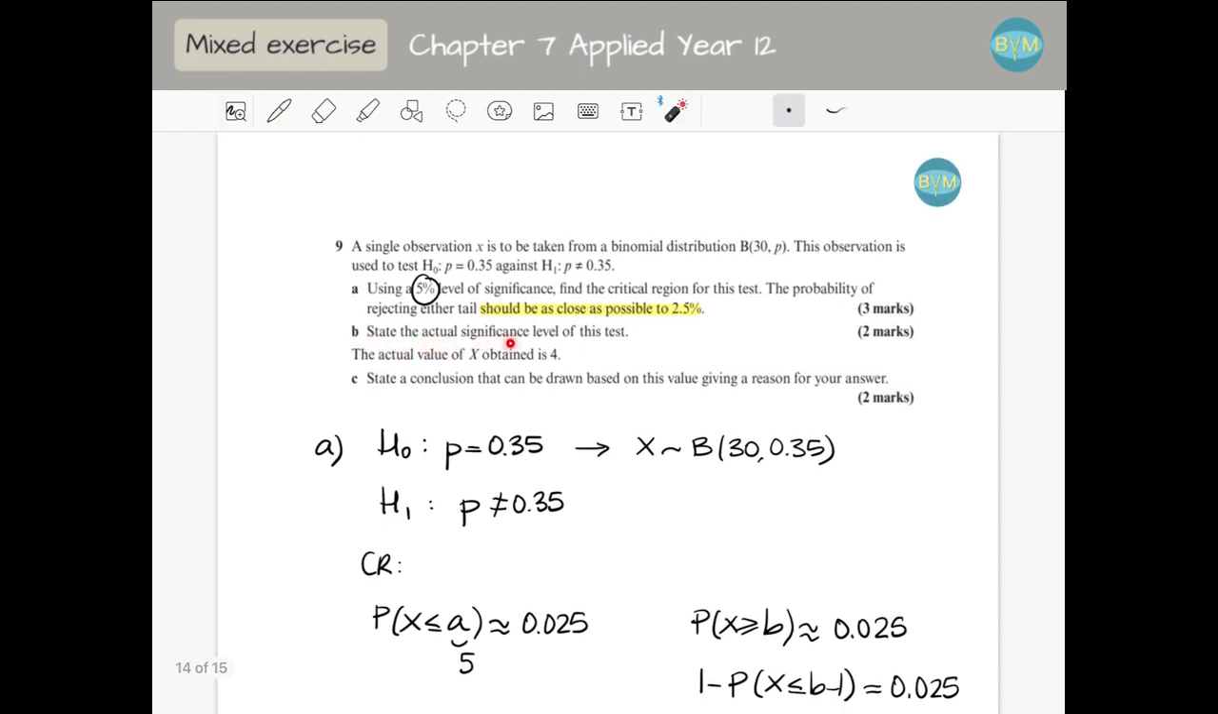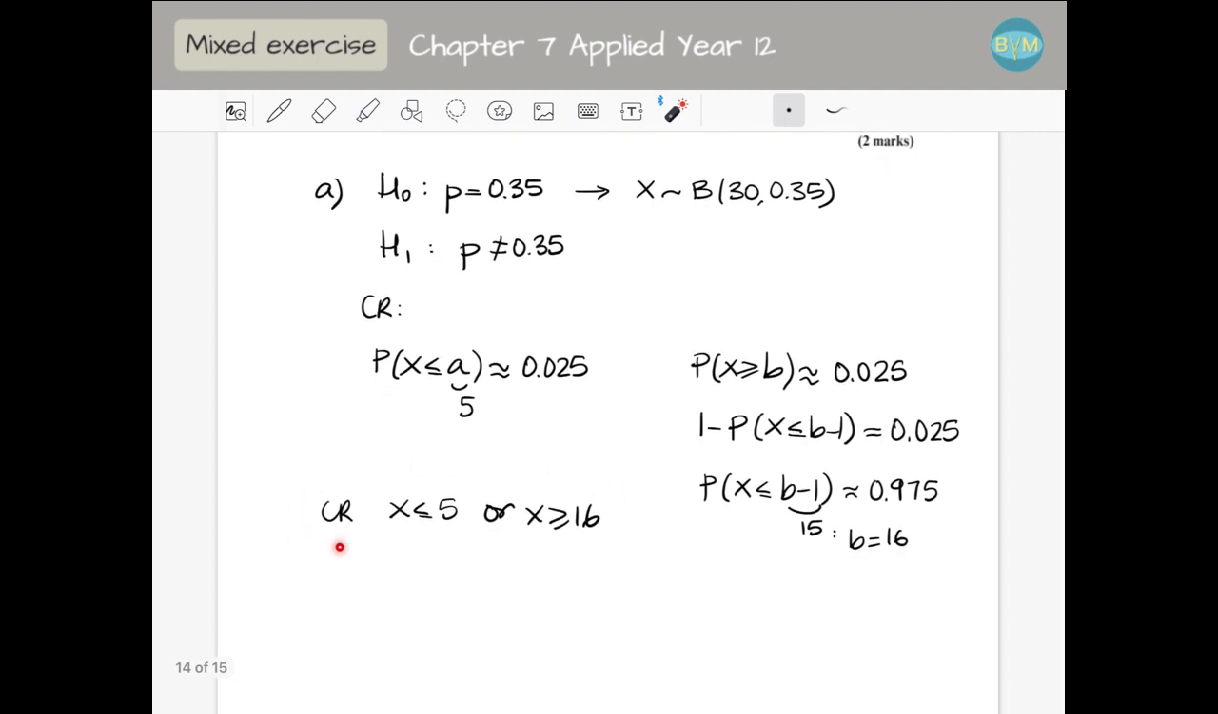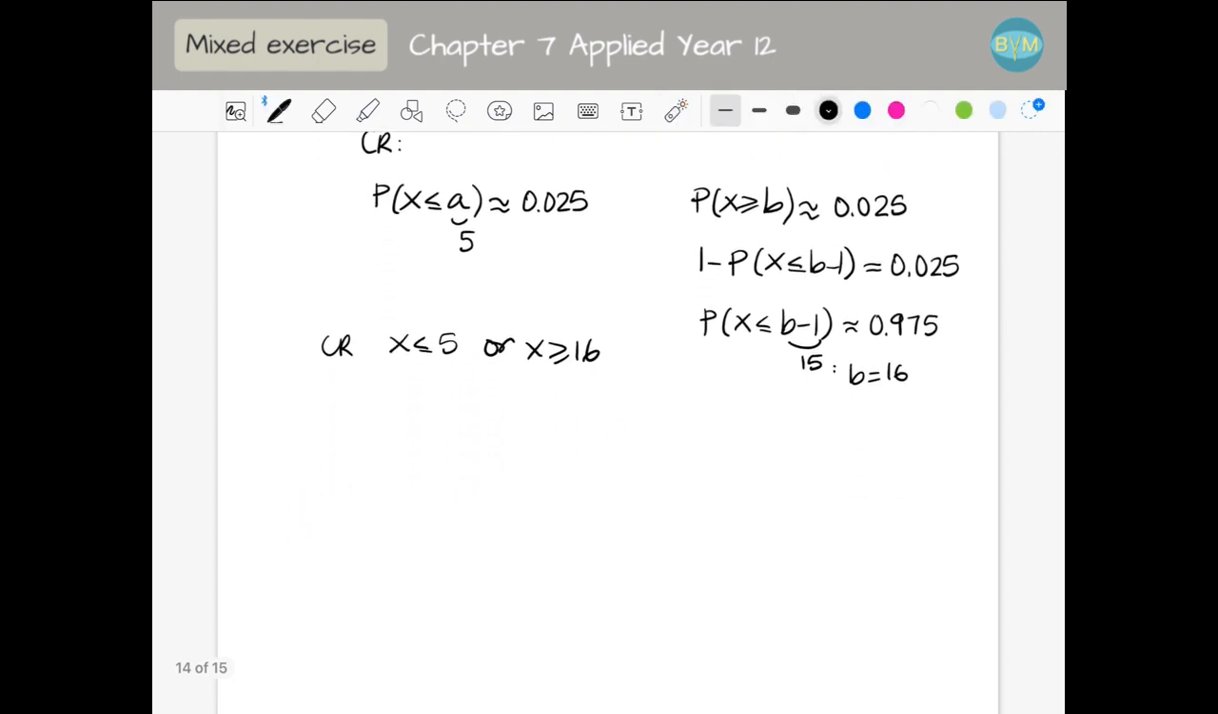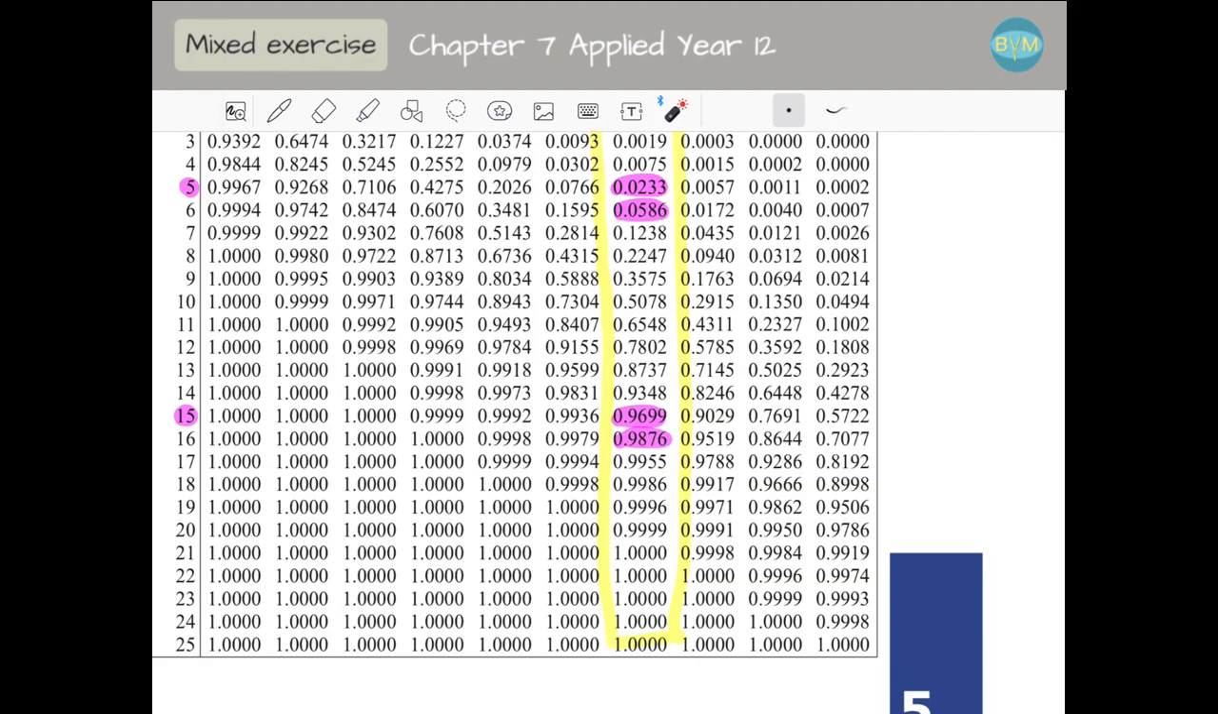Part b: state the actual significance level of this test. Remember, that's the probability of falling in the critical region. So that probability is the probability of x being smaller or equal than 5, plus the probability of x being greater or equal than 16. We can use the calculator or the table, but as we have the table with the numbers, it's very easy to find.